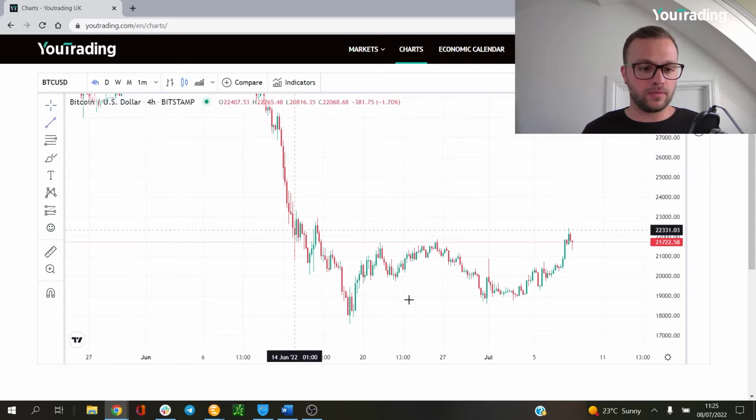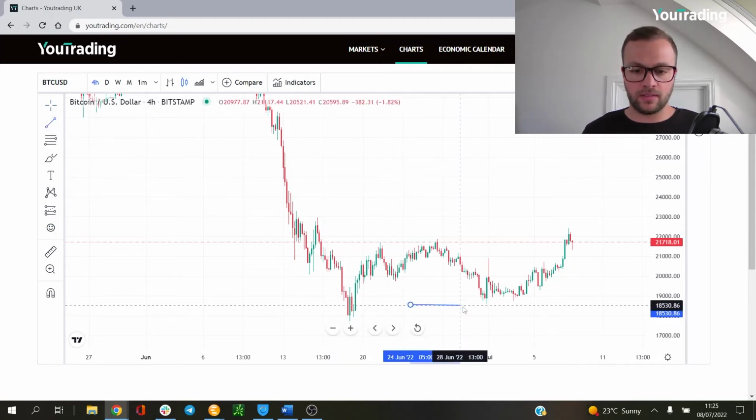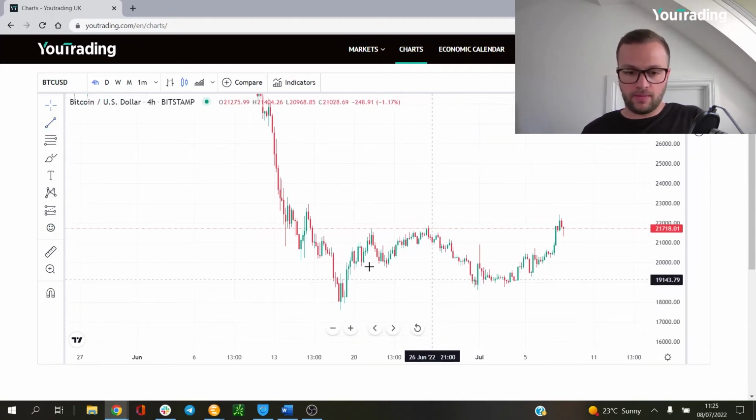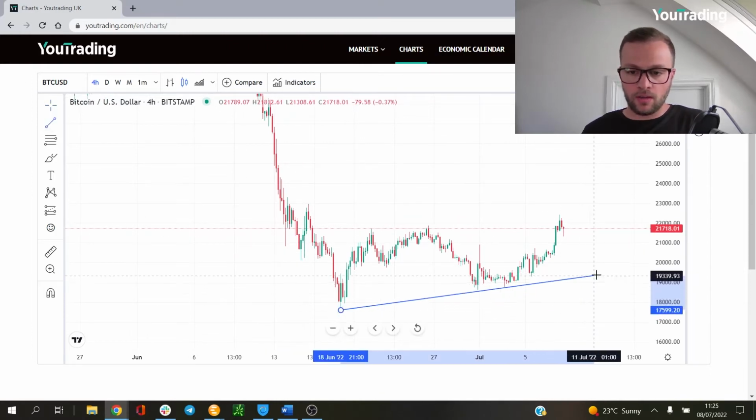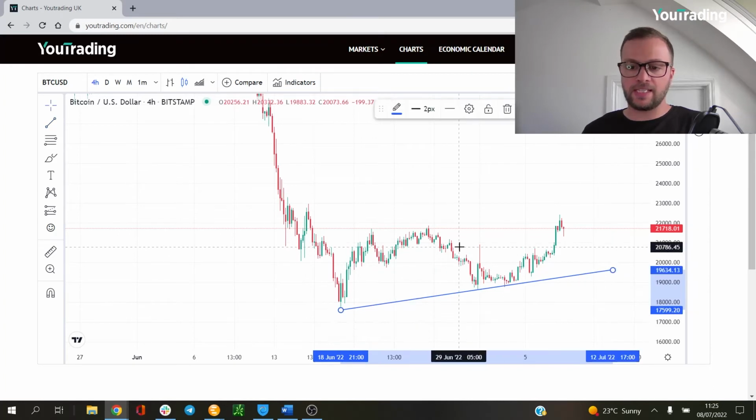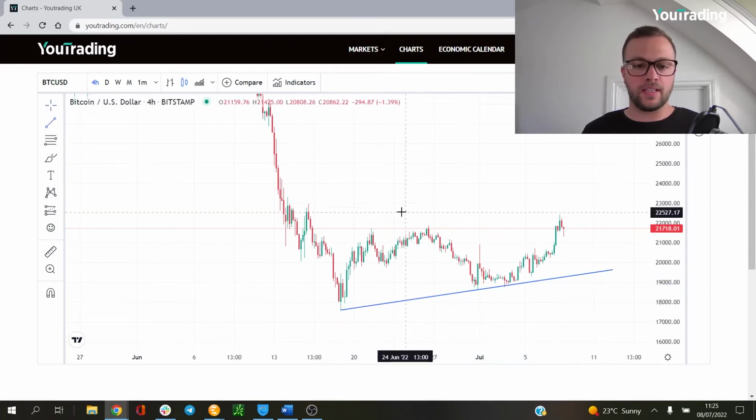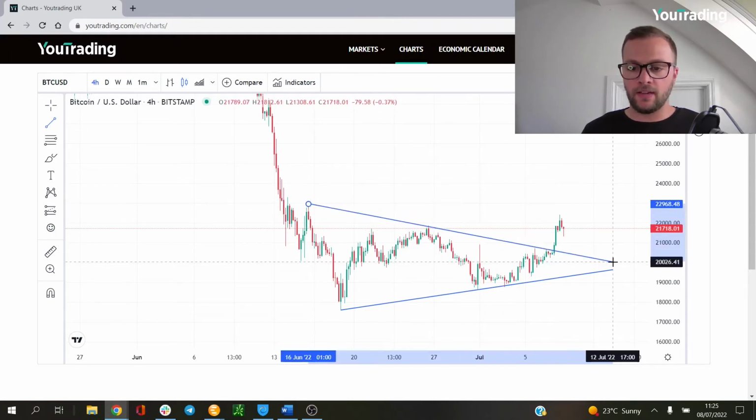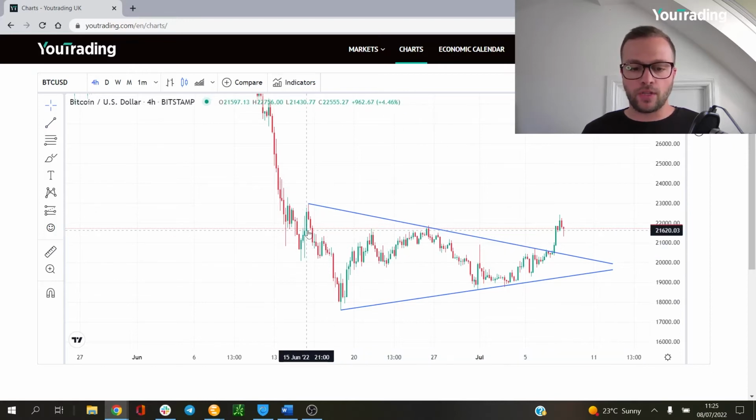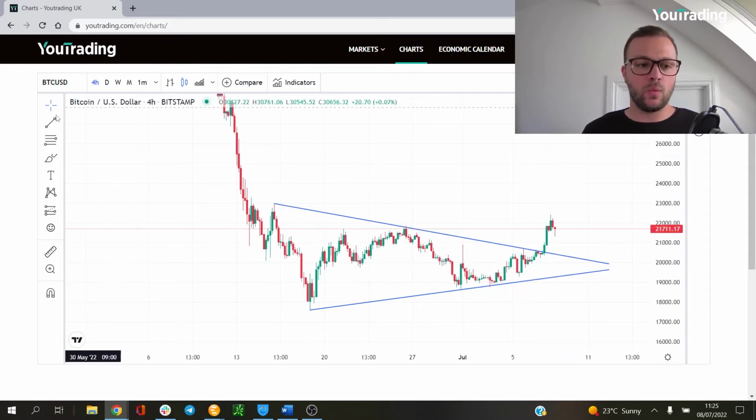To the downside, you've got the lower half of the pennant, which is offering support. To the upside, you've got the upper part of the pennant that was offering resistance. Since mid-June, Bitcoin had been squeezing within this pennant formation, and then yesterday we had the breakout.